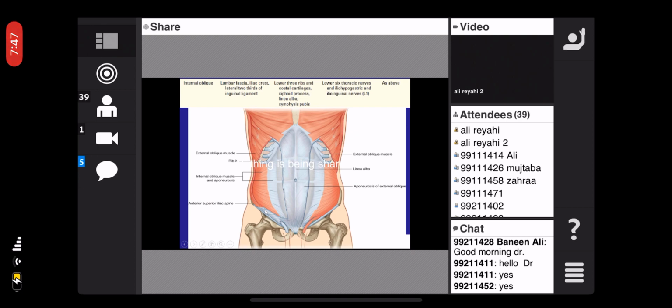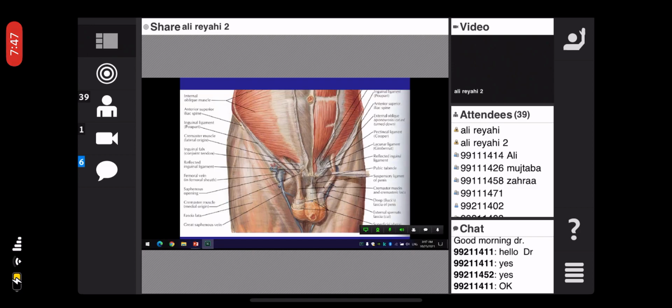I talk about the muscles of the abdomen. I talk about the external oblique and internal oblique, okay?